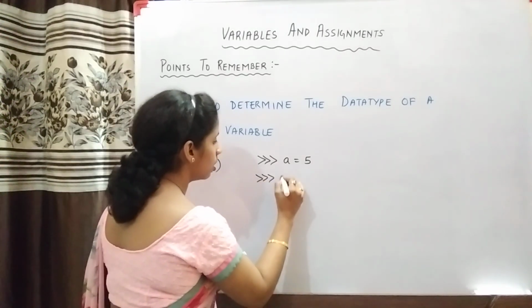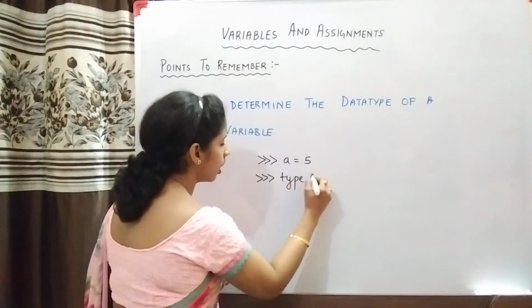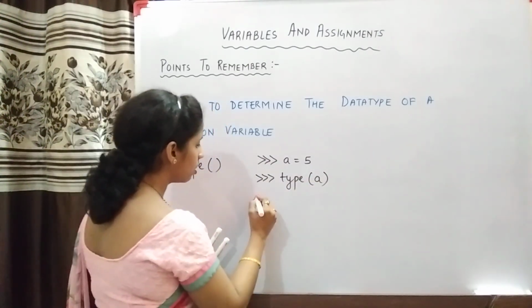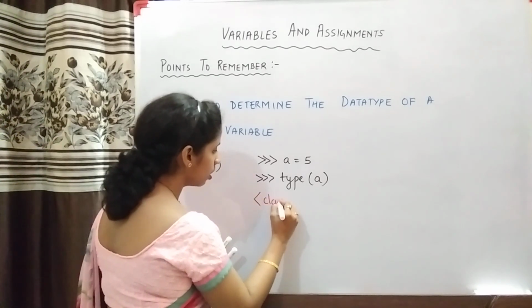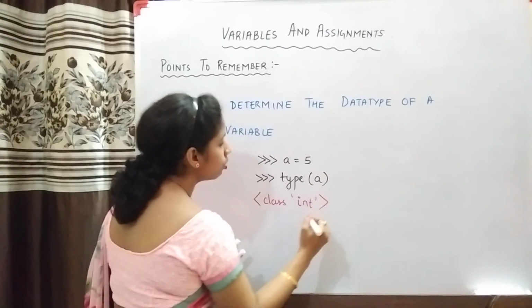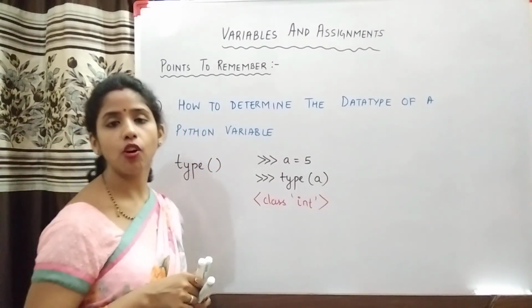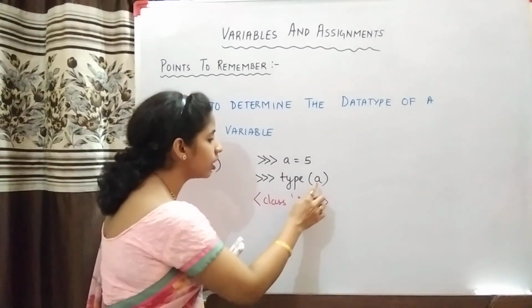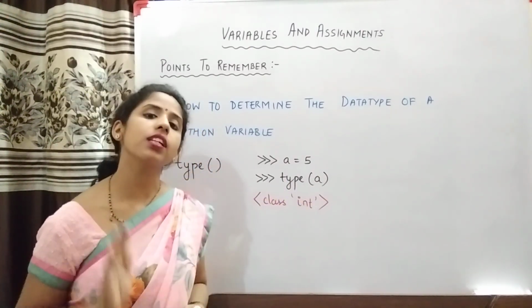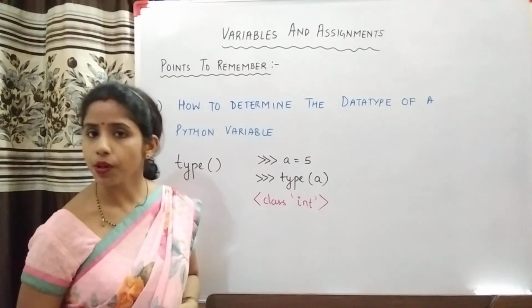type(a). Okay, and what output will I get? Carefully look at the output. class int. You will get this sort of output on the output screen indicating that this a is right now an integer. तो अब आप उस पर बस ऐसे काम कर सकते हो जो कि एक इंटीजर पे हो सकते हैं.